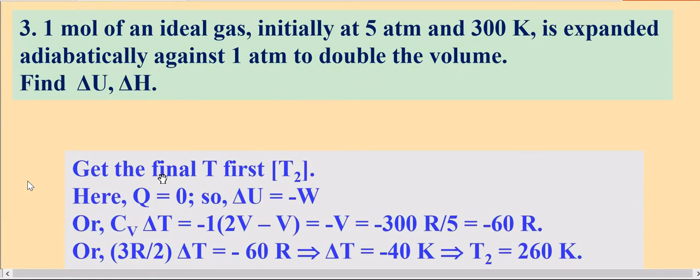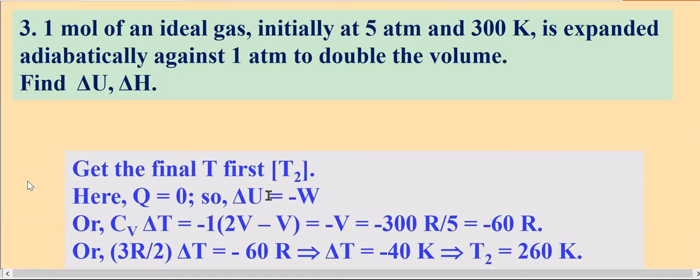So our point is, get the final temperature first. That is very important. It is from 300 Kelvin, and since it is expanded adiabatically, the temperature will reduce. So you first find the final temperature. How do we find it? Here Q is 0. Q is 0 when something is done adiabatically, irrespective of whether it is done reversibly or irreversibly. So delta U becomes equal to minus W. That is the first law.